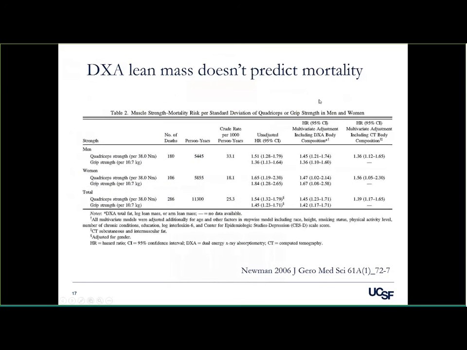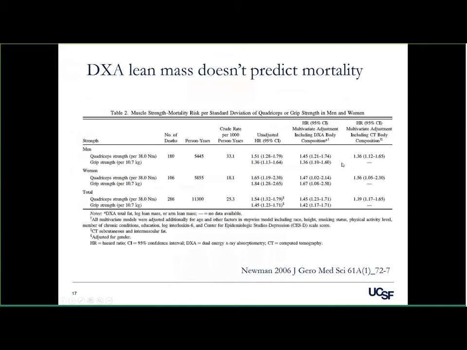And this is the paper that really changed things for me, a paper by Newman that came out in 2006. As a DXA guy at the time, it changed everything. In the Health ABC study, if you looked at the odds ratio for predicting mortality using strength, either quadriceps or grip strength, it did pretty well. It had a significant unadjusted hazard ratio for men and women. It was significant for both.